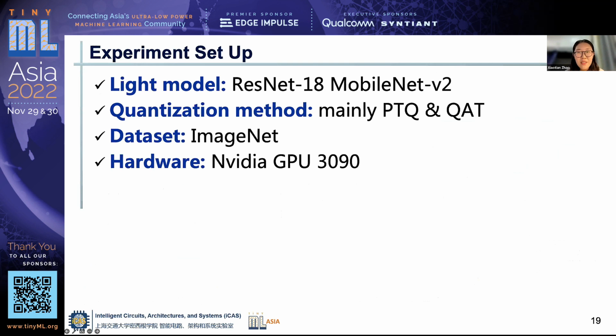This slide shows the setup of our experiment. We use ResNet 18 and MobileNet V2 as our test models because they are light and suitable for edge devices. For the quantization method, we mainly use PTQ instead of QAT because PTQ is less time consuming and consumes fewer hardware resources. We use ImageNet as our data set and an NVIDIA GPU as our hardware platform.